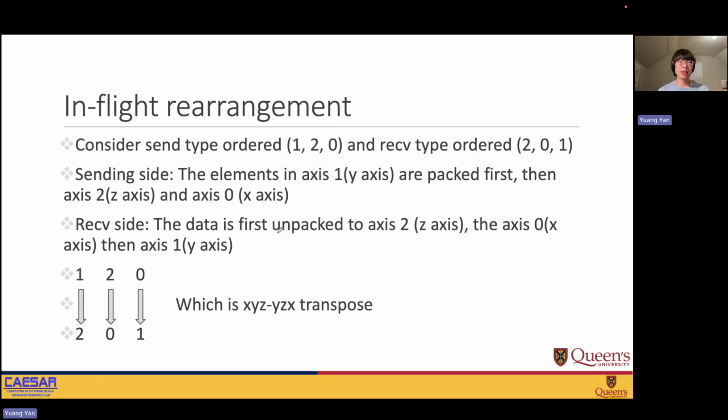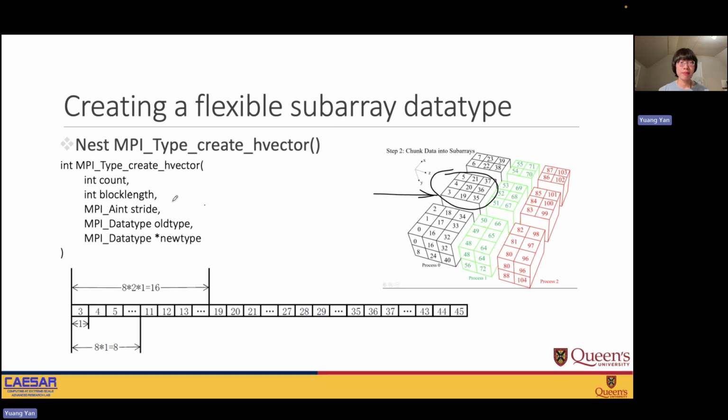And then here we are going to introduce the in-flight rearrangement that could be achieved by unconventional storage order, if that could be successfully implemented. So suppose there's a sending type order 1 to 0, and I'm sorry, this is out of order on the slide, and I will go over this page shortly afterwards.